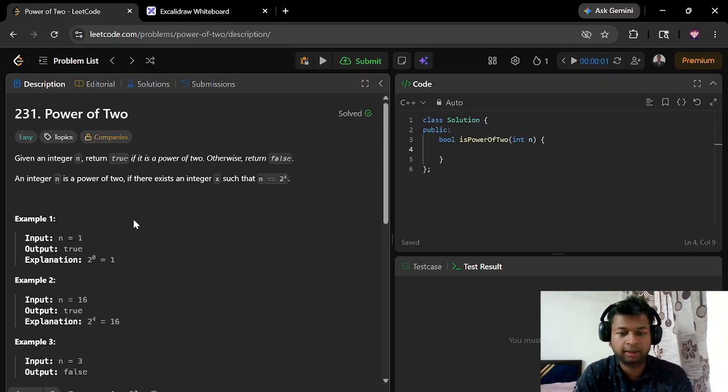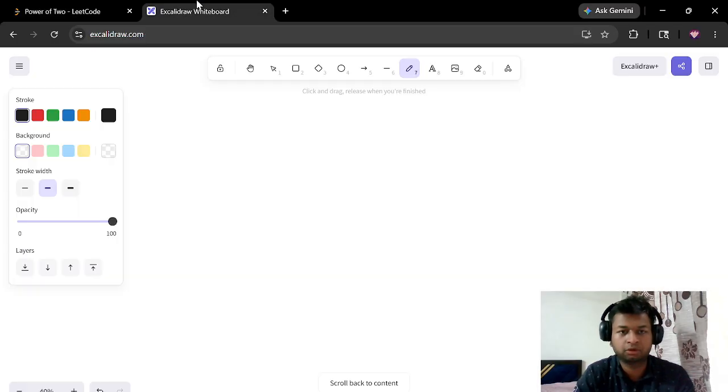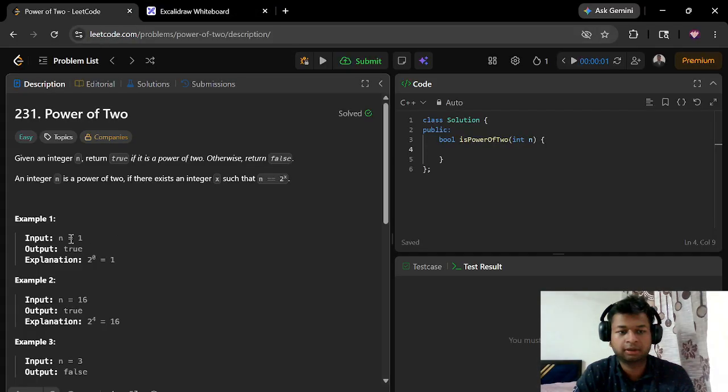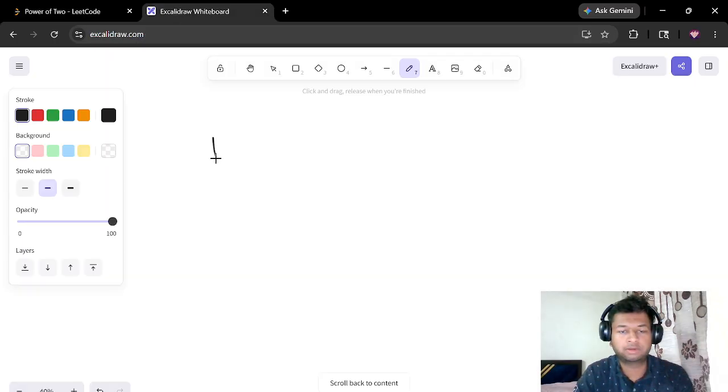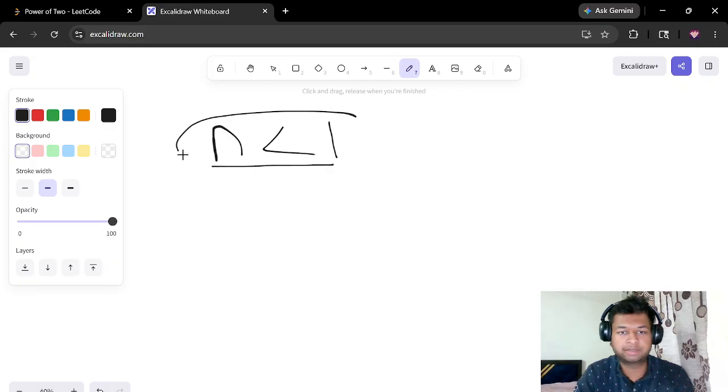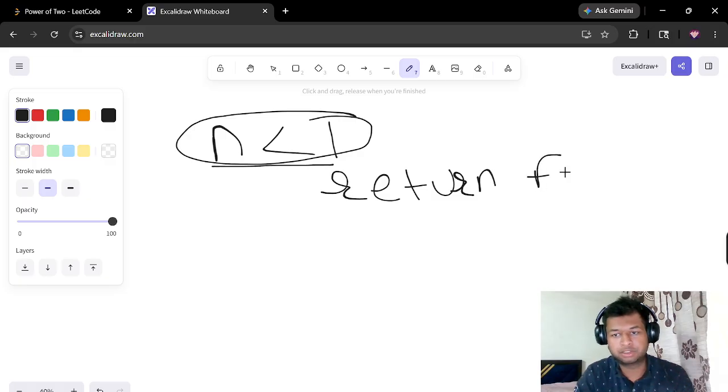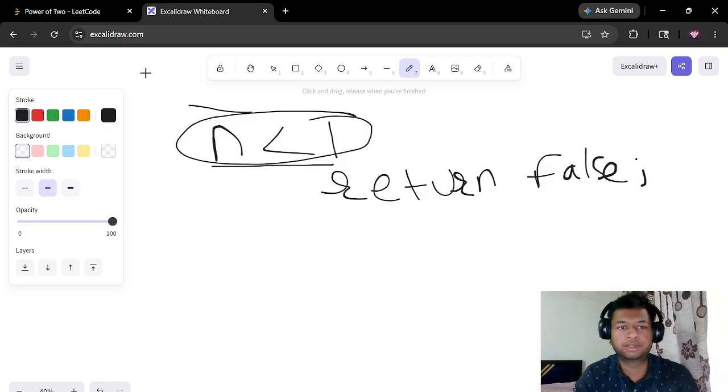So how will we approach this question? Let's understand this question first, what this question is trying to say. We know that n is always greater than 0, not less than 1. So we will put one condition: the first condition will be if n is less than 1, we will return false, so that further execution is prevented.